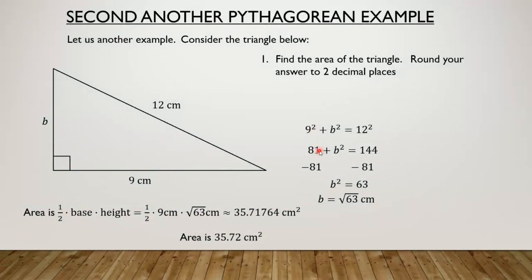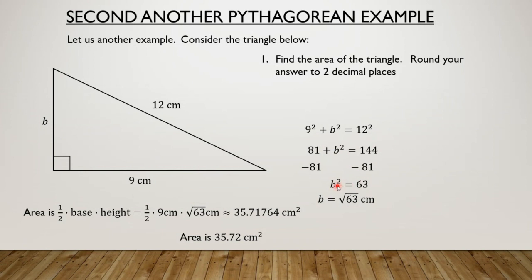So we have 81 plus B squared is 144. 9 squared is 81. B squared is just B squared because we don't know what B is, right? And 12 squared is 144. Okay. So then what do we do? Well, B is the unknown, right? So we subtract 81 and we get B squared has to be 63.